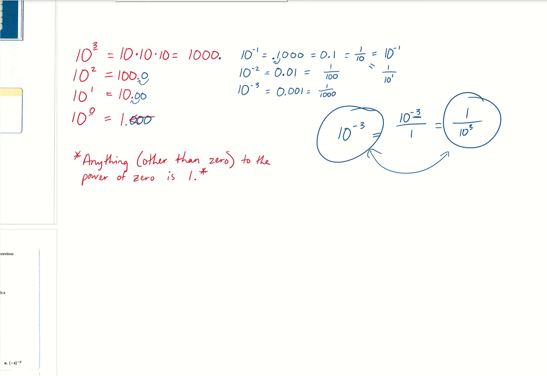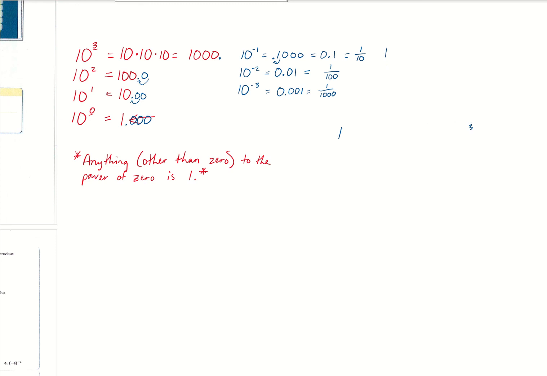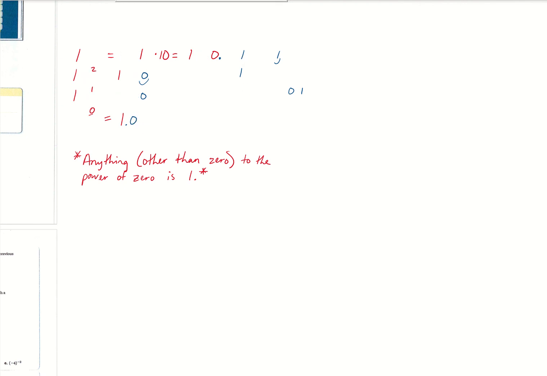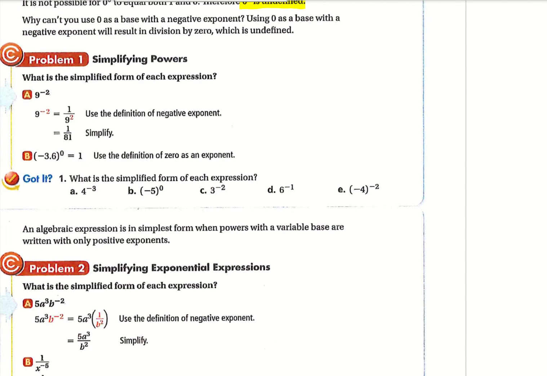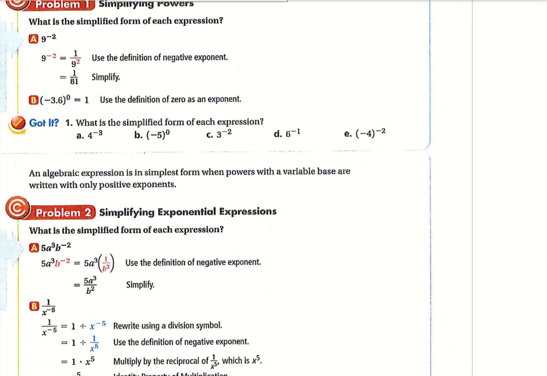But anyway, so yeah, anything to the negative power, we can flip the side of the fraction that it's on. All right, so let's go ahead, and I'm going to erase all the 10s because we don't need them anymore. We're going to look at that example on Got It Problem 1. Sorry, I meant Problem 1, letter A.